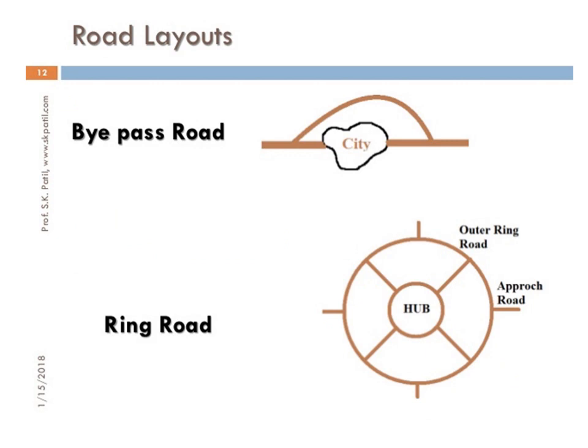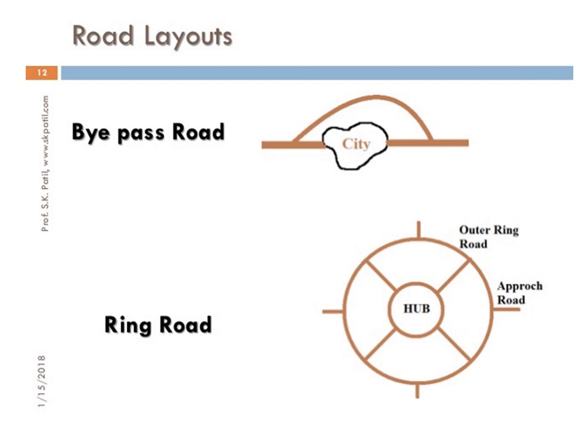Then in this slide we are going to see the two types of road layouts, that is bypass road and ring road. So in the figure you will observe that there is a city at the center and one road which is straight, going into the city, and another road which is a bypass road. The main objective of providing this particular bypass road is to divert the traffic of the city.